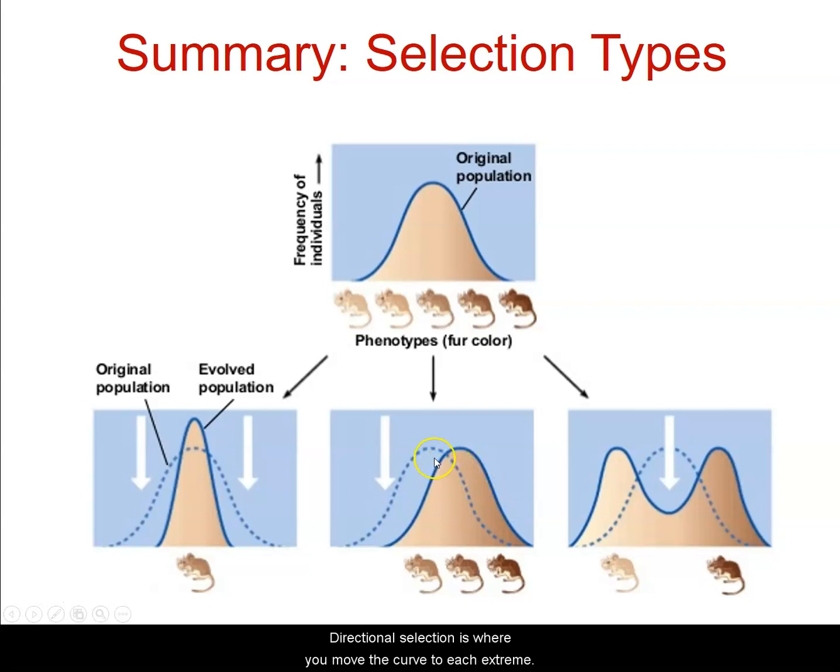Directional selection is where you move the curve to each extreme. Imagine it could be a type of rock that's very dark. So you are removing individuals from the population that don't have the dark color fur. And the ones that survive are darker colored, and they pass on their genes. Versus disruptive selection, this last one where the intermediate phenotype disappears, and only those on the extreme can survive.